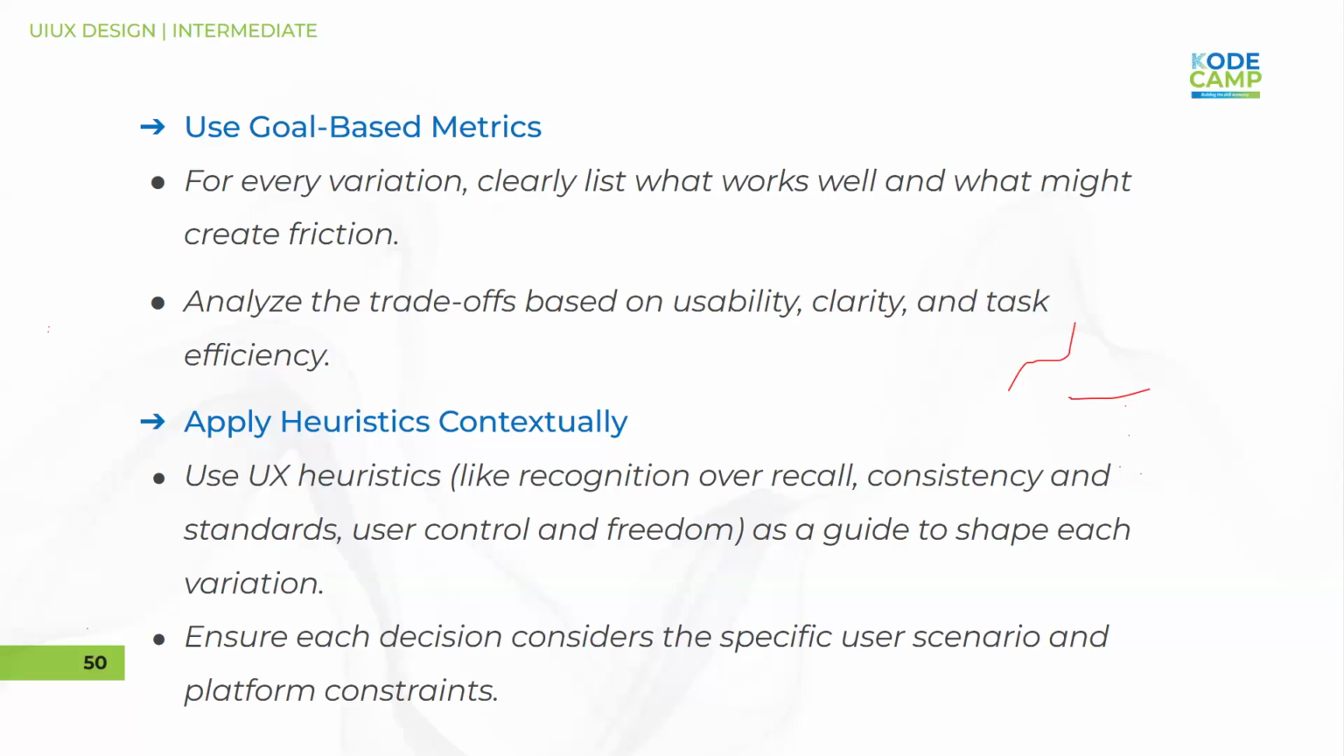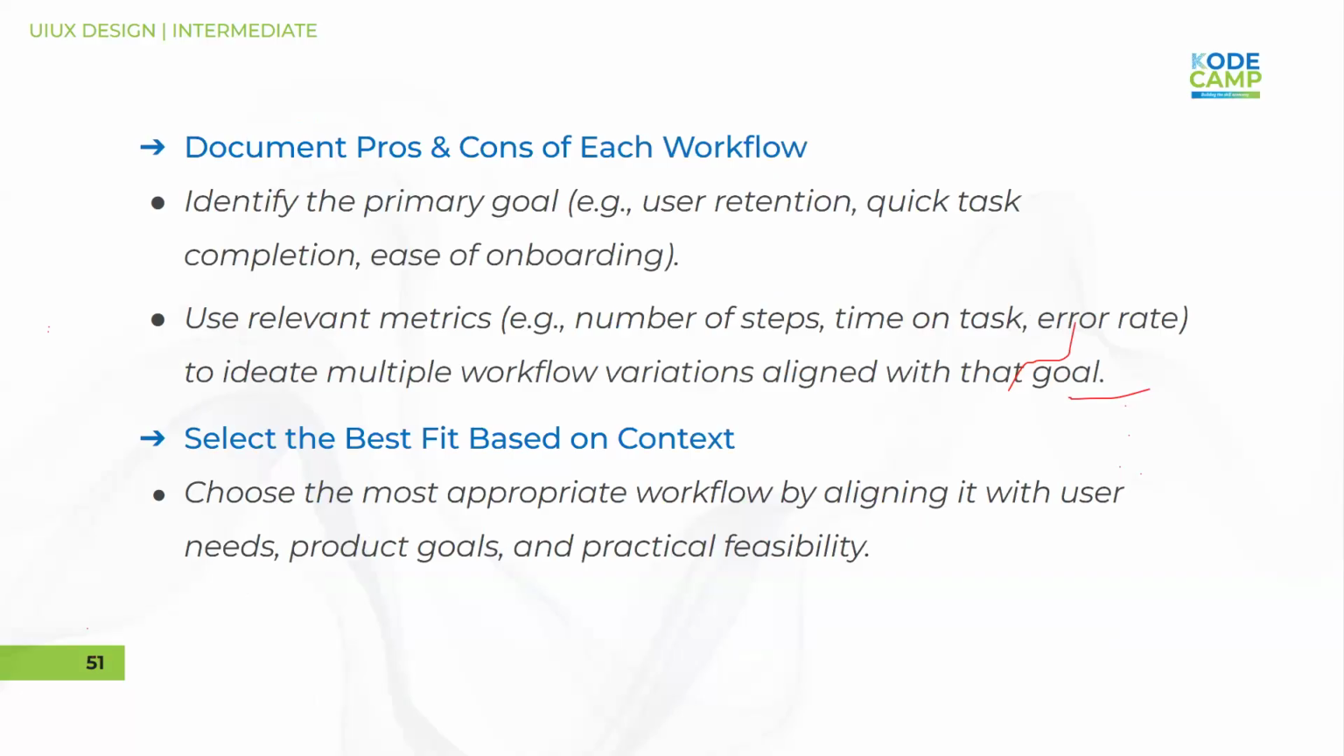Don't just design because you want to design. Think of the scenario. I want to do this. That's what the user wants to do. Don't go outside of it. Now, document pros and cons of each flow. Identify the primary goals. Example, user retention, quick task completion, ease of onboarding, and use relevant metrics. Example, number of steps, time on task, error rates, to iterate multiple workflow variations that align with that goal.